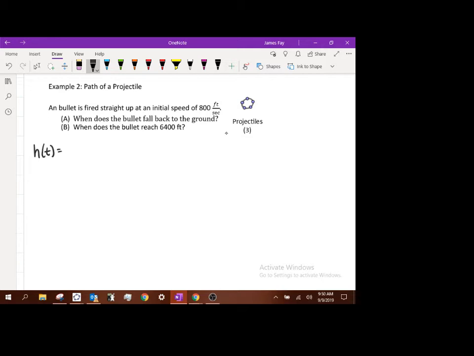So h of t, we're going to write as negative 1/2 g t squared.